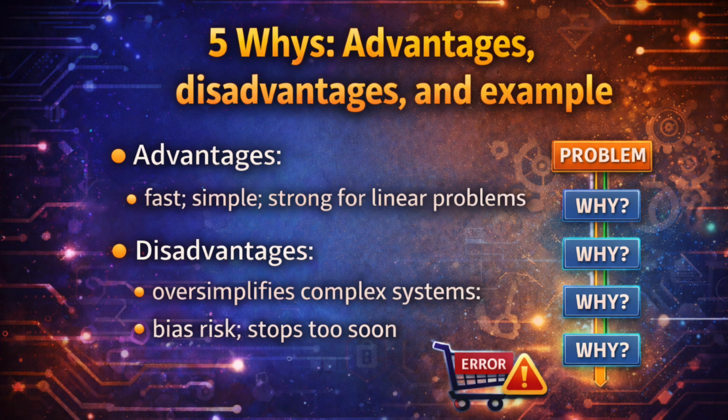But here are the downsides. Complex systems rarely fail in one straight line, so 5 whys can miss interacting causes. It's also sensitive to facilitator bias. The group can steer toward a favorite explanation. And teams often stop early at a convenient cause, like "we need more testing," without identifying what to test or why it was missed.